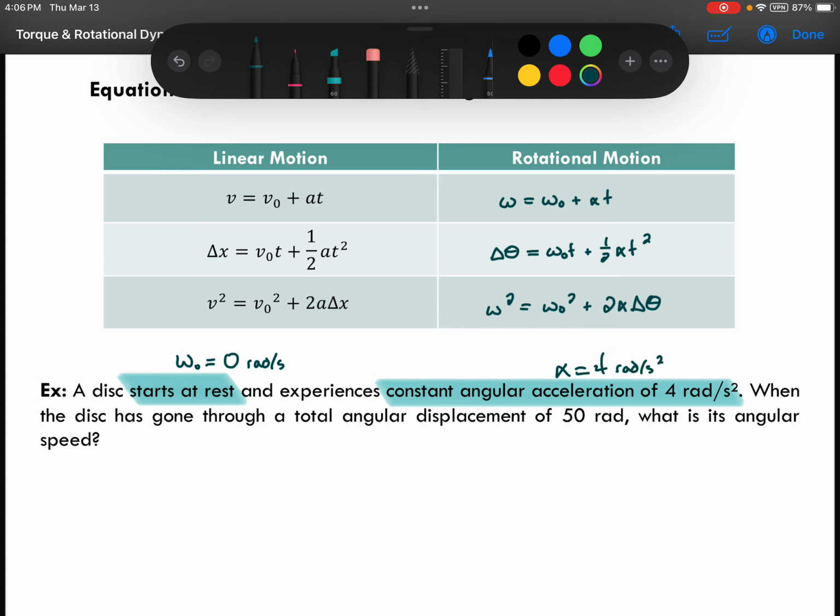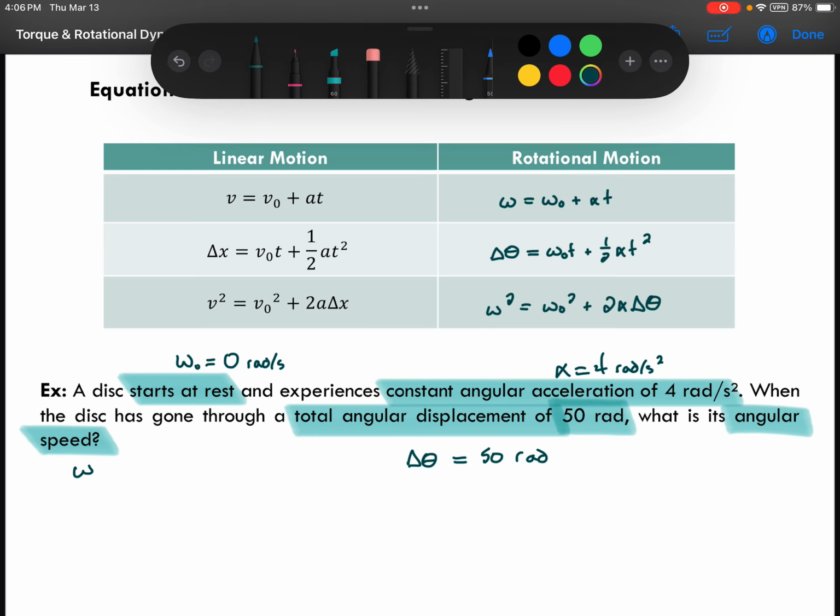All right. And then when the disk has gone through a total angular displacement of 50 radians. So here, the angular displacement, our delta theta, is 50 radians. It's asking what is the angular speed at that point. So angular speed at this moment in time is omega. So after it's been accelerating, after it's traveled through 50 radians, how fast is it going now?